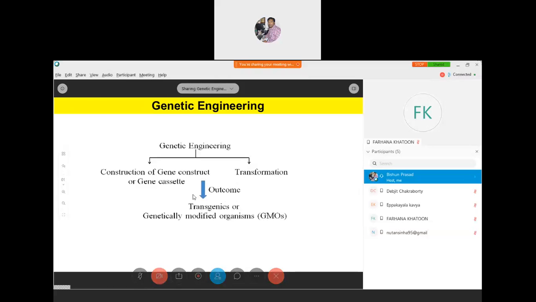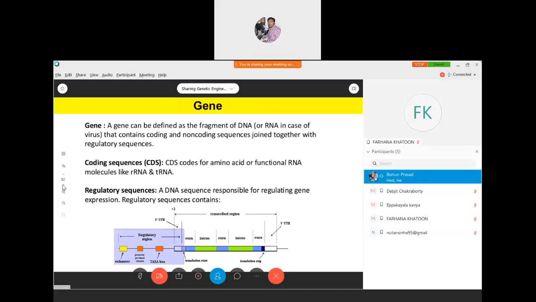So these two components, transformation and gene construction, are important for performing genetic engineering. We'll go one by one and see how we can make the gene construct and how we can do the transformation. Coming to the next slide, we'll try to define a gene.